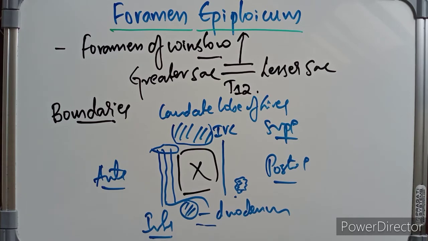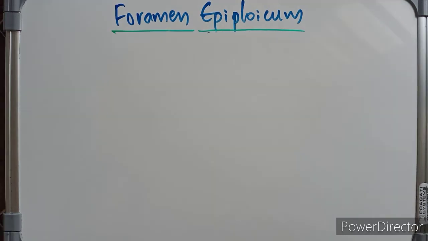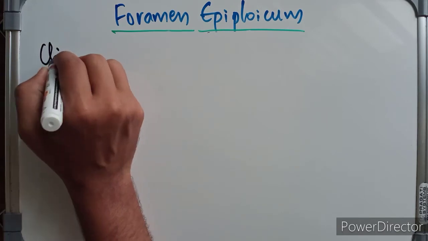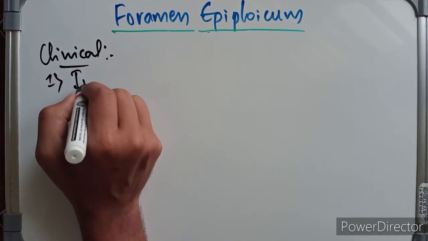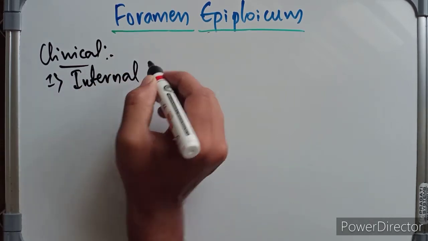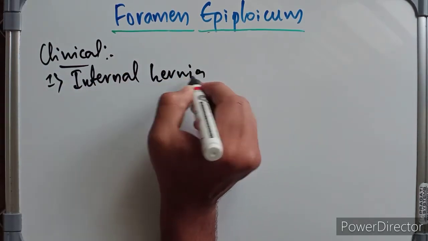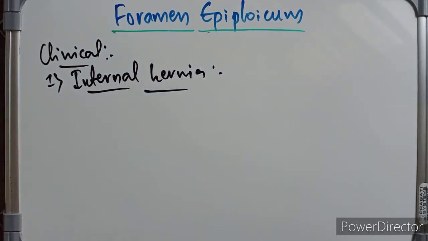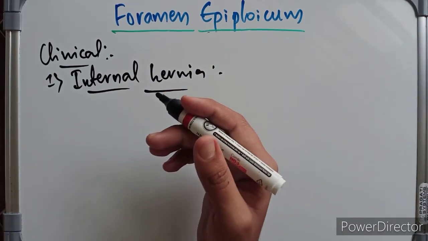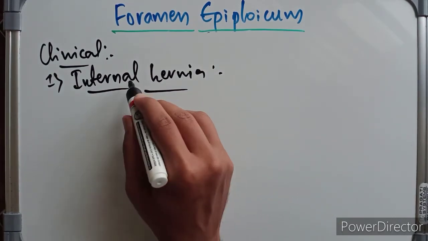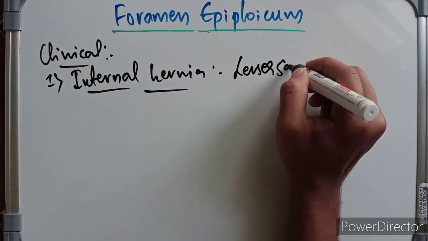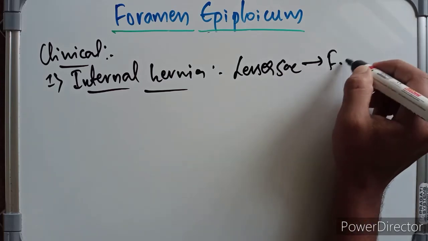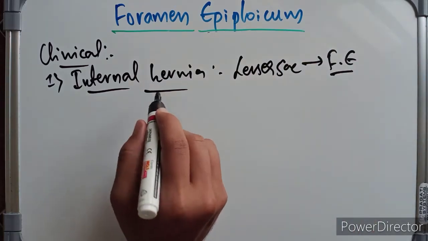Now let's discuss the clinical significance. Firstly, we will discuss the internal hernia. Sometimes a loop of the small intestine will herniate into the lesser sac through the foramen epiploicum, which produces an internal hernia. So it goes from the lesser sac into the foramen epiploicum, and this produces an internal hernia.